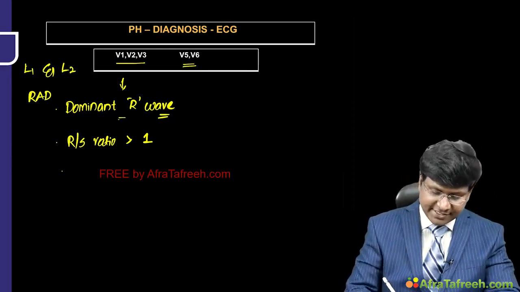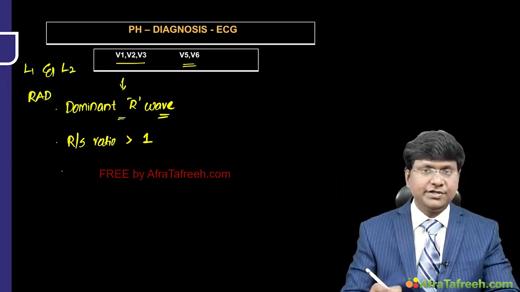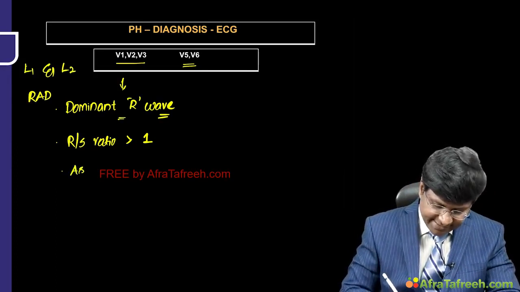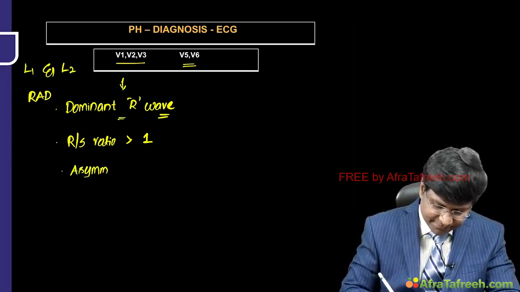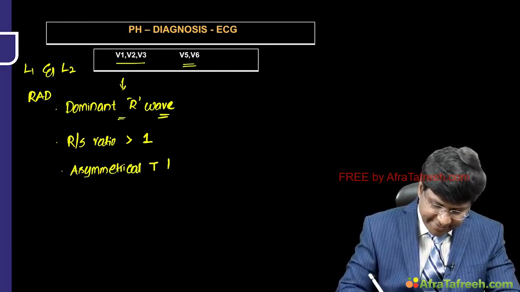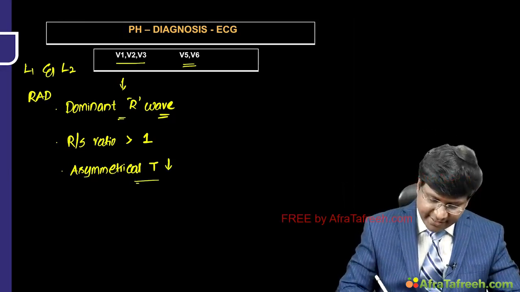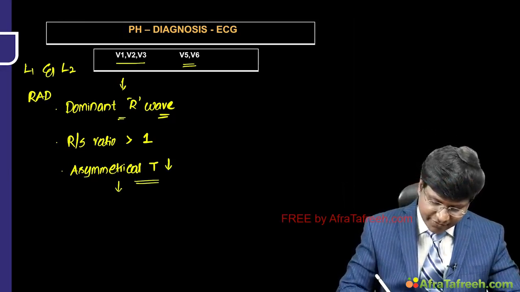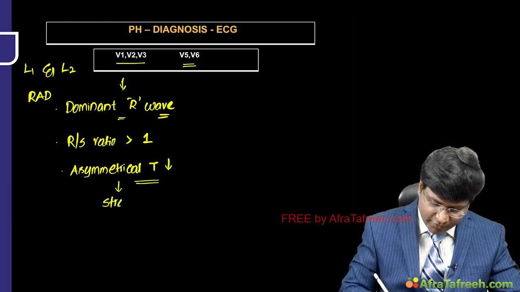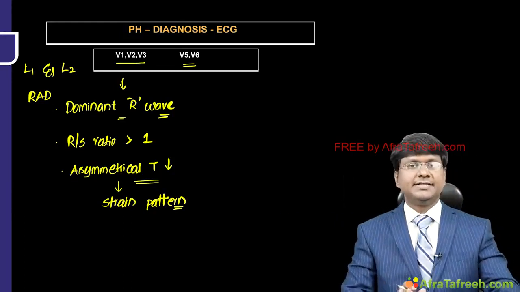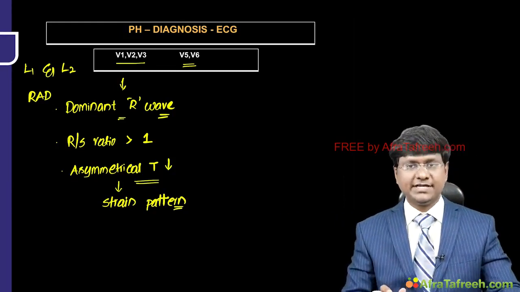And apart from these changes, that is dominant R wave in V1, V2, V3 and R by S ratio more than 1, you will notice that there is asymmetrical T wave inversion in V1, V2, V3. And this asymmetrical T wave inversion is what is suggestive of the strain pattern. That is what you will observe in V1, V2 and as well as V3.